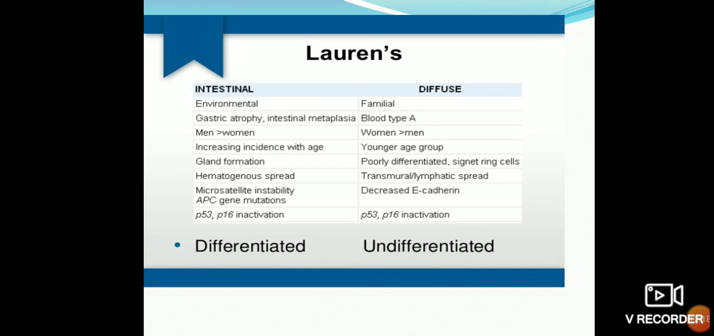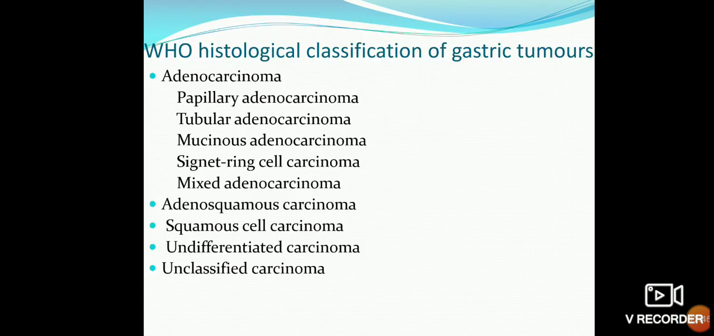E-cadherin is the cell adhesion molecule which is absent in the diffuse type, so the cells arrange haphazardly and spread diffusely into the stomach to involve all segments of the stomach. In intestinal type, P53 and P16 inactivations occur. In diffuse type also, P53 and P16 inactivation occur. Intestinal type has a differentiated type of cancer, diffuse has an undifferentiated type of cancer.